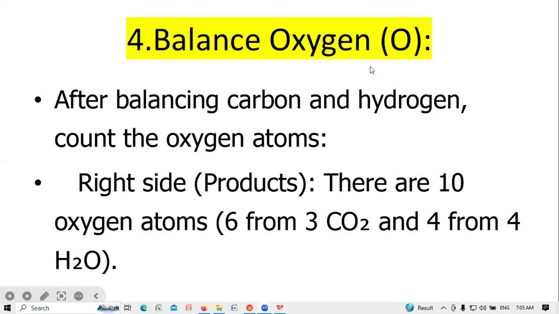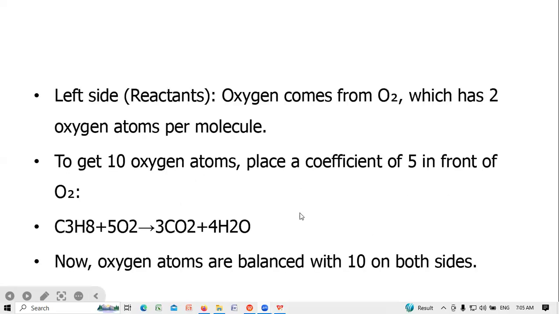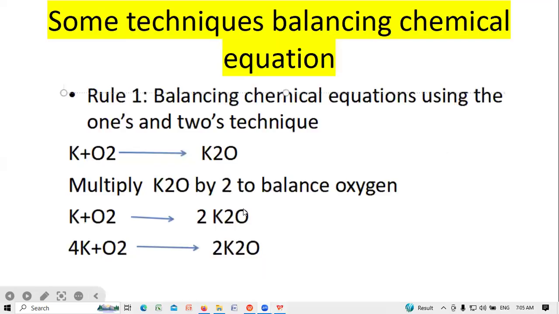To balance the oxygen, after balancing the carbon and hydrogen, count the oxygen atoms on the product side. There are 10 oxygen atoms: 6 from carbon dioxide and 4 from the water. On the left side, the reactant oxygen has two oxygen atoms per molecule. To get 10 oxygen atoms, place the coefficient 5 in front of the oxygen. So the equation is balanced.